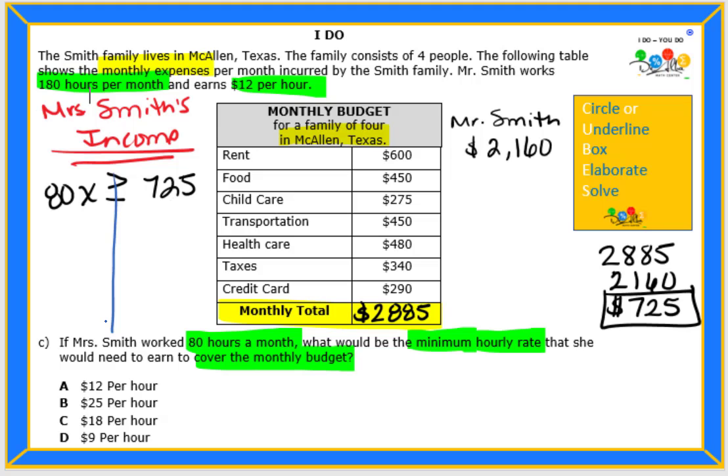Let's figure that out. We're going to solve this inequality. We draw a line down the sign. We have a coefficient of 80, so we're going to divide by 80. Remember, what I do to one side, I want to do to the other. 80 divided by 80 is 1, so 1x is the same thing as x. X is greater than or equal to, now I'm going to divide 725 by 80. I will work that out right here.